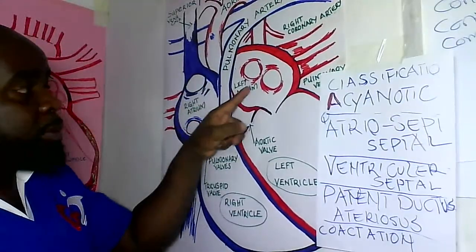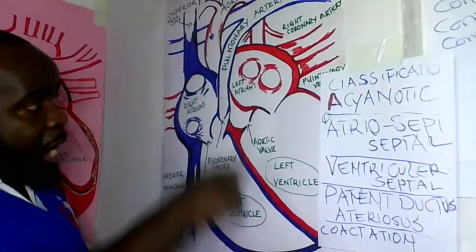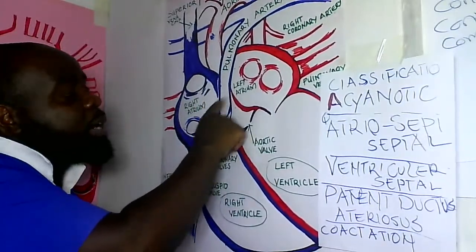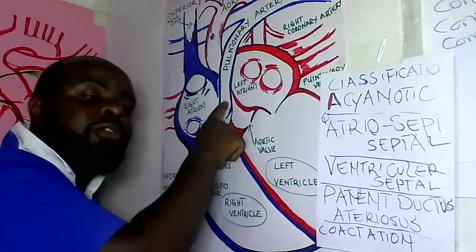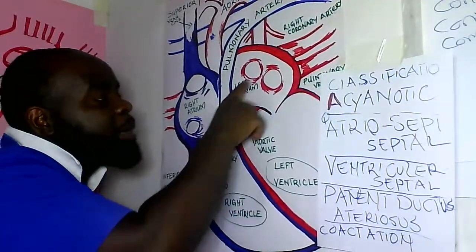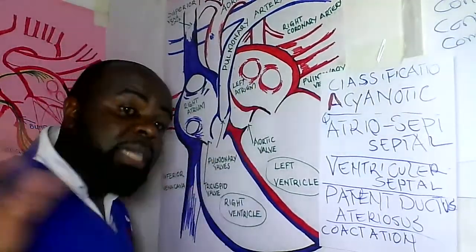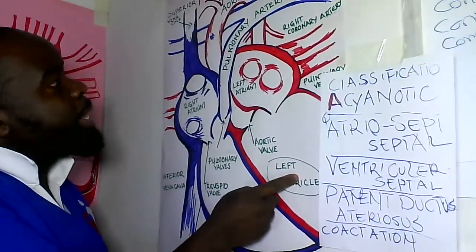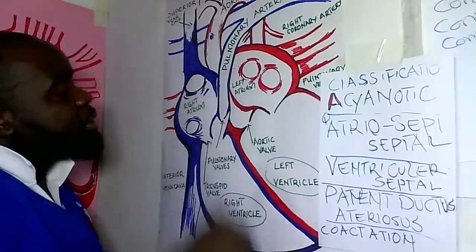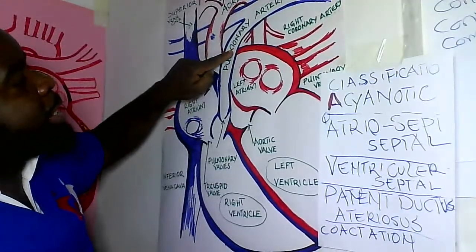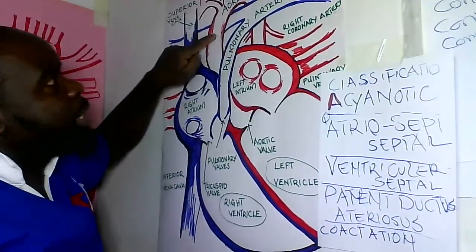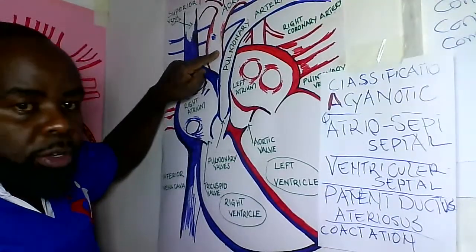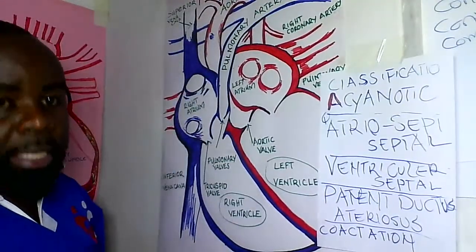From the right atrium, blood jumps to the left atrium through a hole here called the foramen ovale. This is how the flow of blood of a baby is. It comes to the left ventricle, and then goes to the pulmonary artery, and through a hole here again called the patent ductus arteriosus, it goes now to the system.